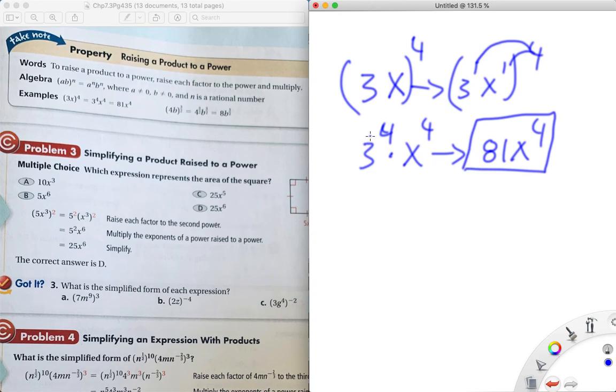When you have expressions inside the parentheses that are being multiplied, or added, or divided, or subtracted, you're going to multiply everything inside that parentheses by whatever the power is. So since there's a 3 and an x, you're going to multiply the 4 times the 1. That's going to be raised to the 4th power, and then the 3 is also going to be raised to the 4th power.